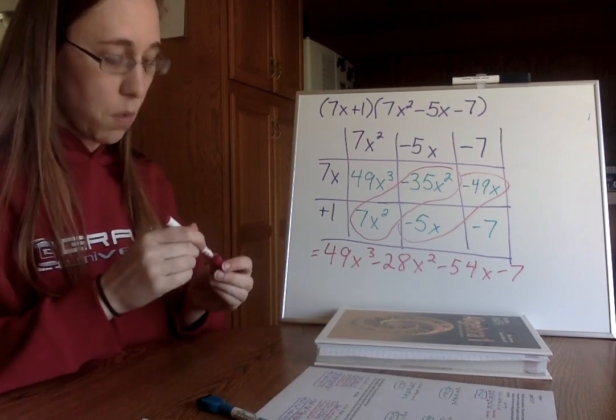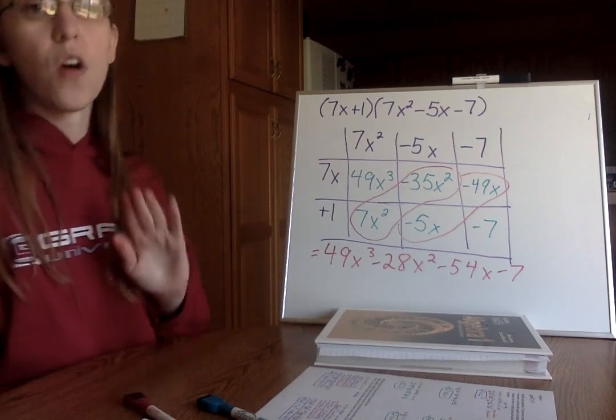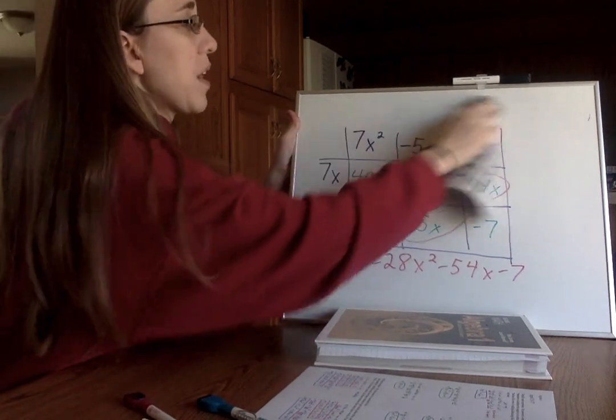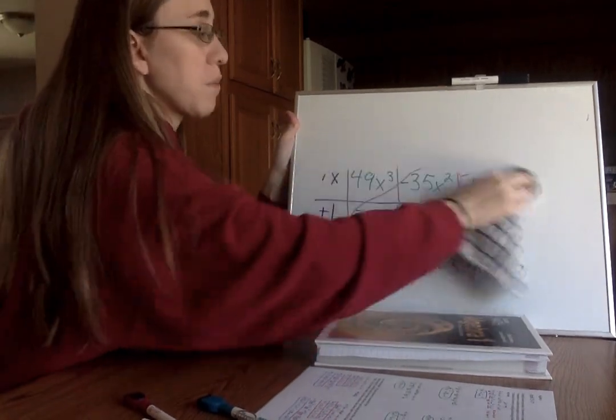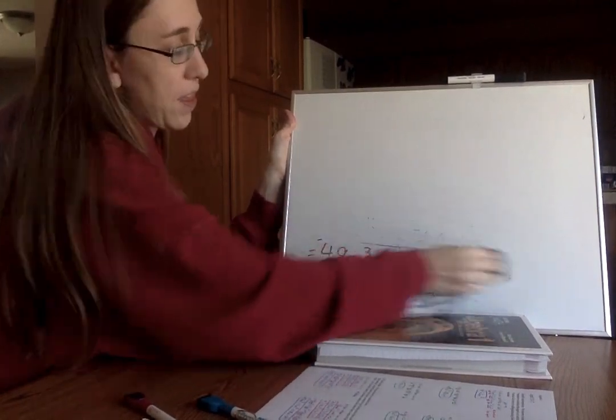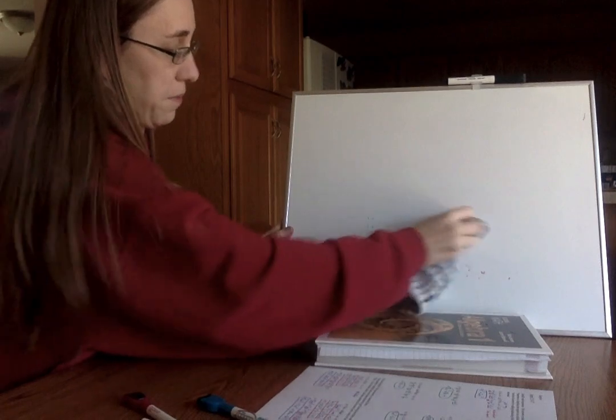And that's the table method for multiplying. It works for anything. Special cases, binomial times a binomial, 4 terms times 4 terms, it will always work. So it's kind of a good fallback method if you forget other things.